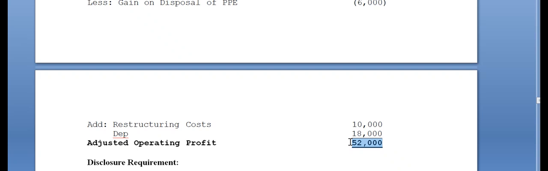The restructure will take place in the next financial year. So why are you taking it from your expense now? I mean, why are you taking it from your profit in this current financial year? Do you understand? So that is why we are adding it back.